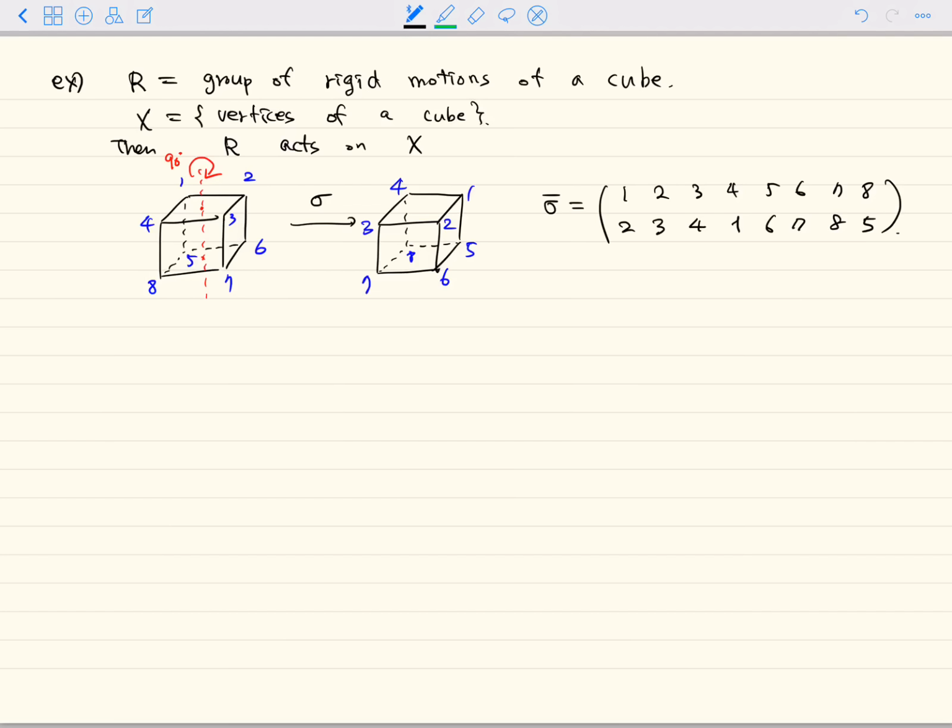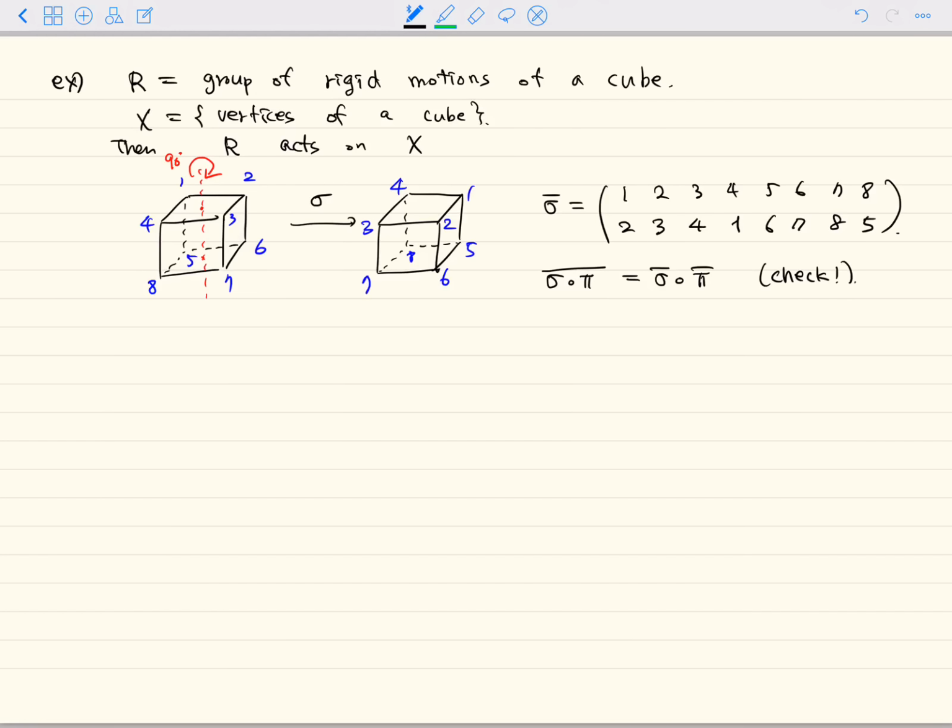So this is the permutation of the elements in X. And you can check that this definition respects the group operation, meaning you can check this for every two group elements in R. So it is a group action, right?